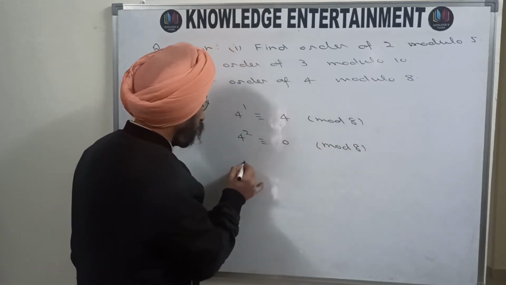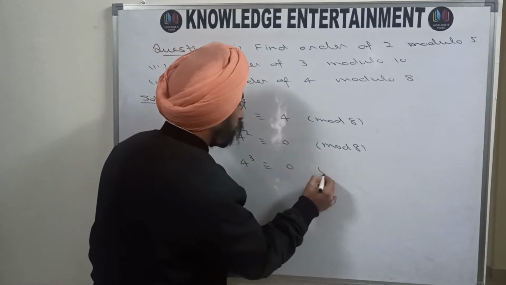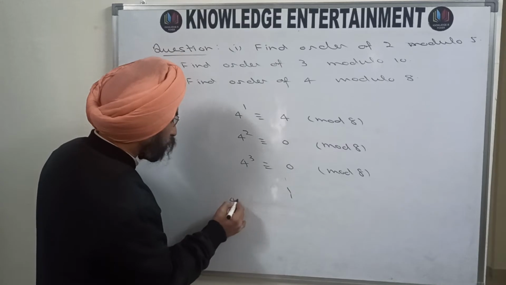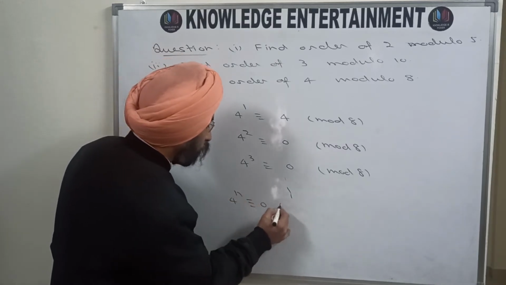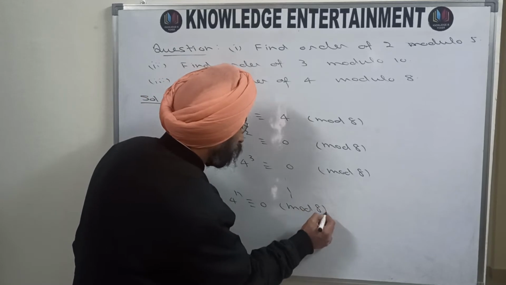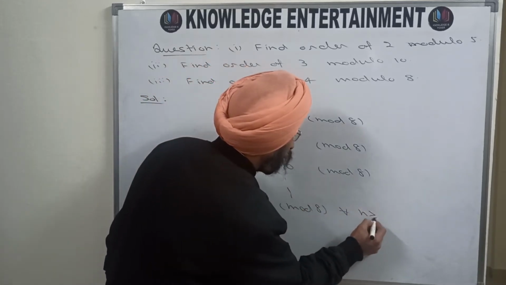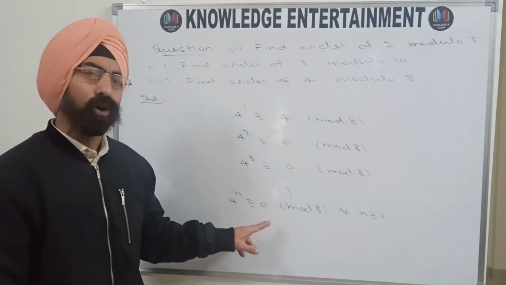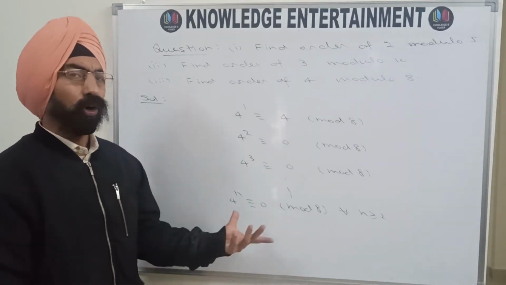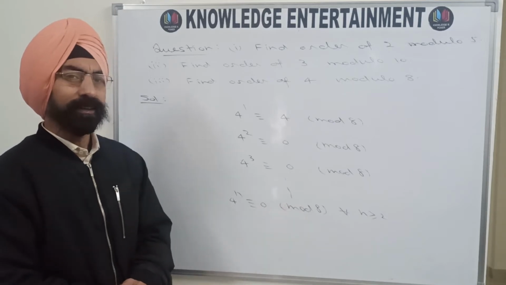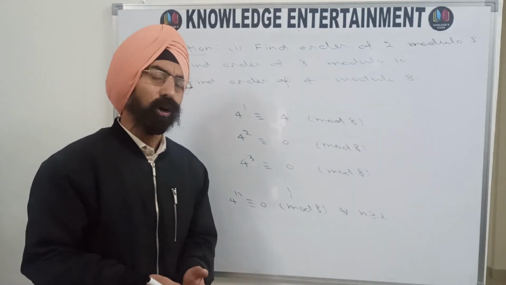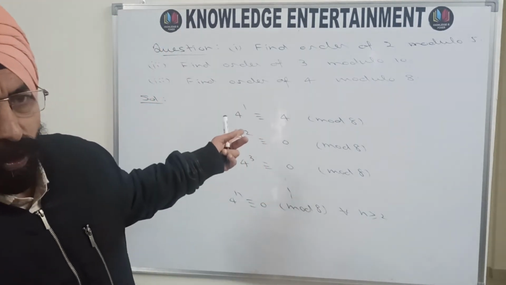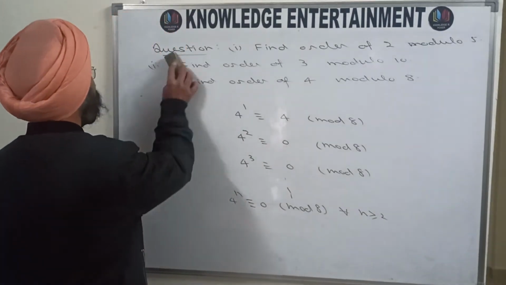It is 0. 4 raised to power 3 is congruent to 0 modulo 8, and so on. Now 4 raised to the power n is congruent to 0 modulo 8 for every n greater than or equal to 2. That means 4 raised to the power n is never congruent to 1 modulo 8. So that means order of 4 modulo 8 cannot be defined. So it is not necessary that order will always be defined. Sometimes order may not be defined. Here is the example: order of 4 modulo 8 cannot be defined.